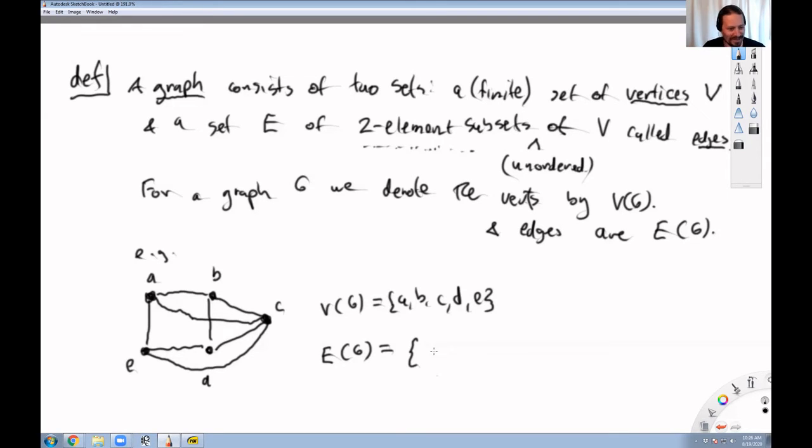It's two elements. So we have a number of edges here. So let's say the 2-element subset A comma B, that's an edge, right? And what's another one that's here? A comma C and A comma E and so on. I'm not going to write all these out, right? And so on and so forth.